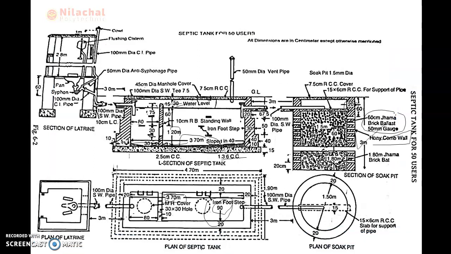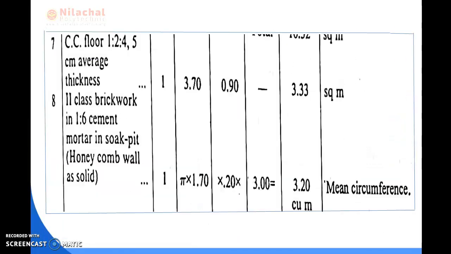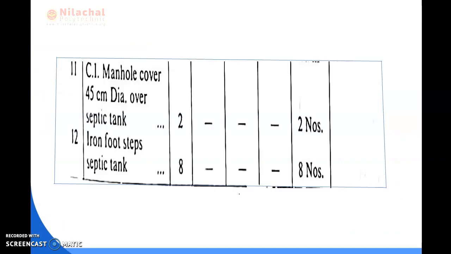Here, this is the footstep. 1, 2 numbers, 3 numbers and 4 numbers from this side, and this side also 4 numbers. The total of 8 numbers of iron footstep is provided, and 2 numbers of manholes are provided here. This is 1 number, this is also 1 number. So here we put manholes 2 numbers and iron footstep 8 numbers.